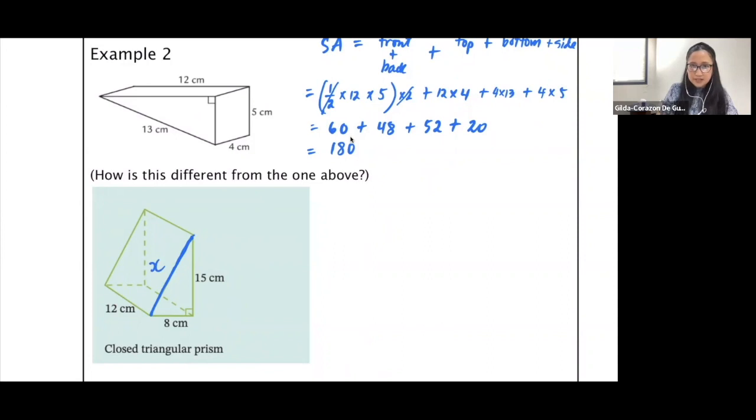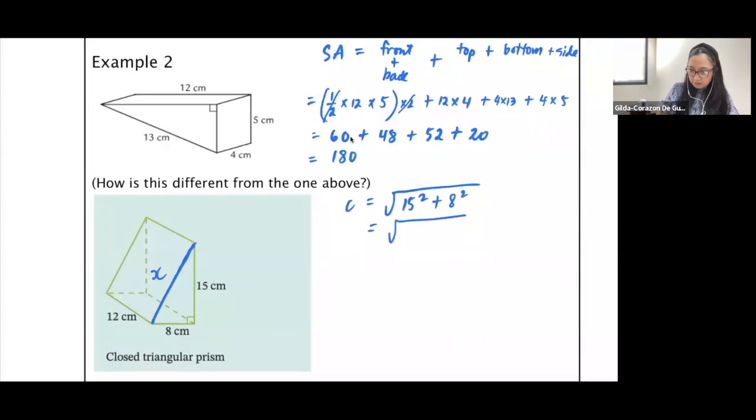Before we go ahead and figure out the surface area, let's figure out first what we need, right? So how do we use the Pythagoras theorem? We say C is equal to the square root of what? 15 squared plus 8 squared. I think I need my calculator for this, which I did not bring with me today. So you've got the square root of 225 plus 8 squared, which is 64. And what's 225 plus 64?